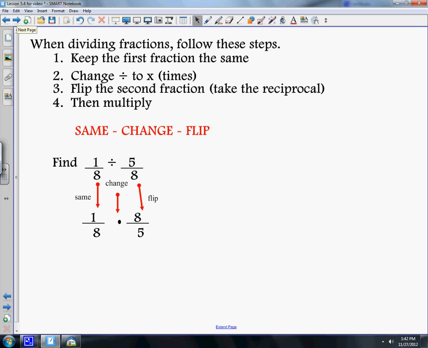So when dividing fractions, follow these steps. So copy these down in your notes. There's 4 steps for division. And copy this down. Same, change, flip.